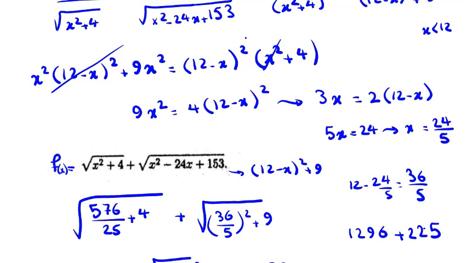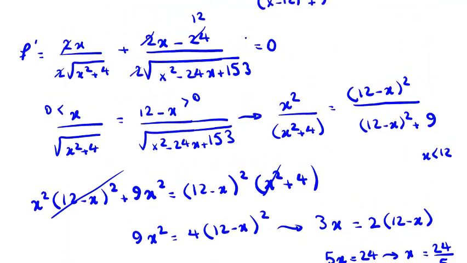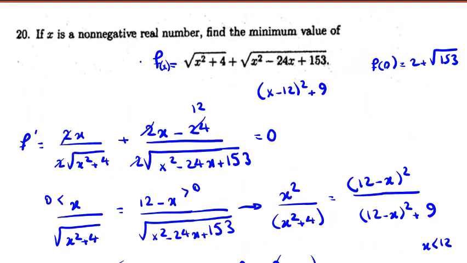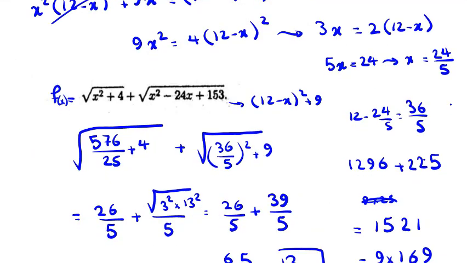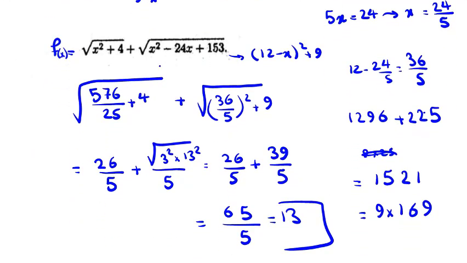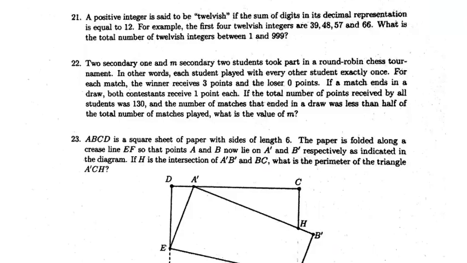Also, we should check the endpoint, because the problem says x is non-negative. So here we have endpoints because of this condition. So 2 plus this number. This number is greater than 144. It is greater than 12. So the whole part is greater than 14. But here the answer is 13. So the answer is equal to 13.